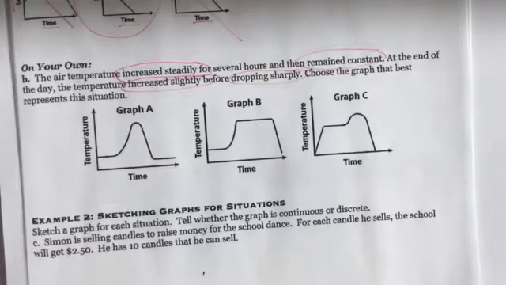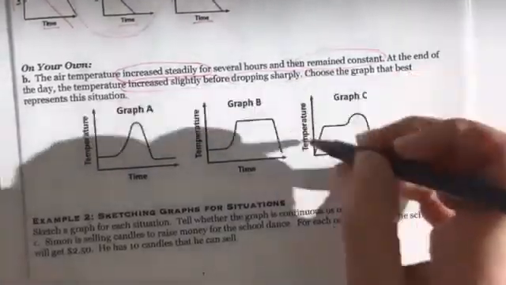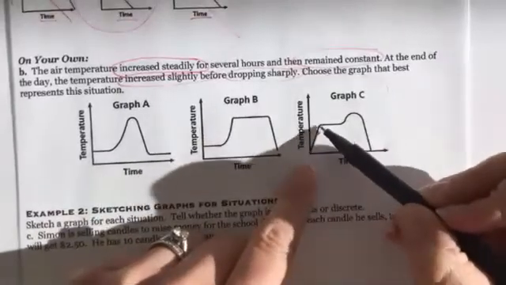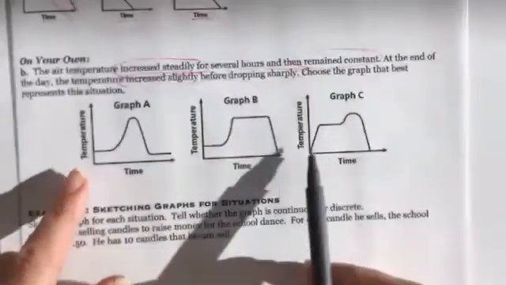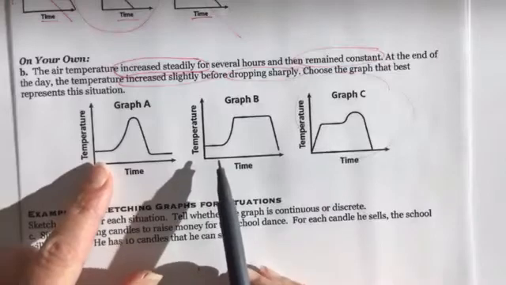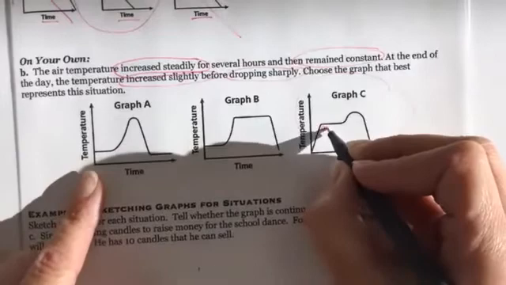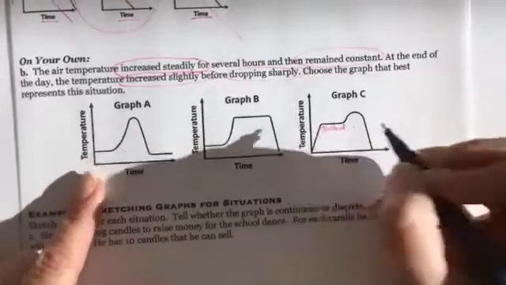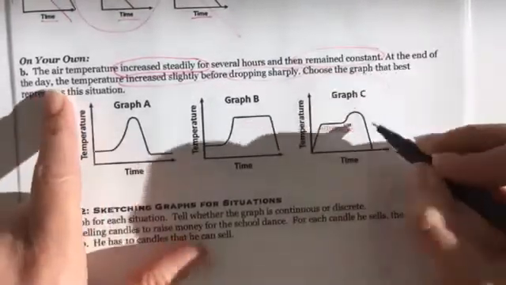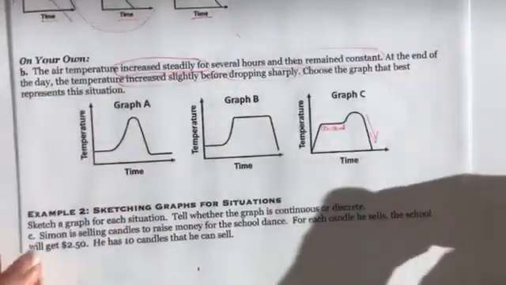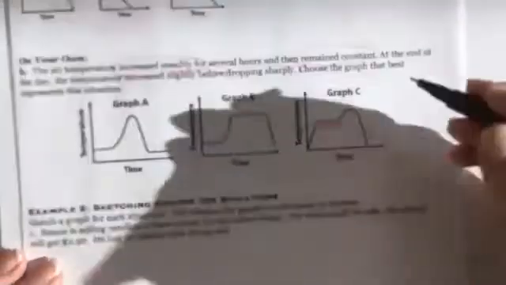Does anyone want to volunteer which one they think? Leah? I think it's C. Okay, you think it's C. Should we see if it works? So it increased steadily. So this graph is actually the only one that increased steadily, wasn't it? Yep. Okay, so then it remained constant. So here's the constant right here, the flat spot. Then at the end of the day, the temperature increased slightly and then dropped drastically, okay? Dropped sharply. Choose the graph that best represents, and there we go.